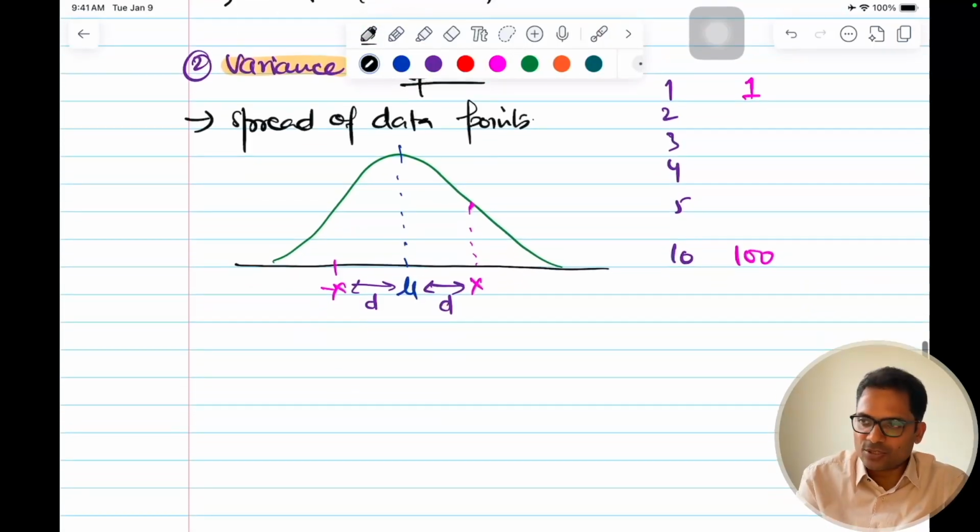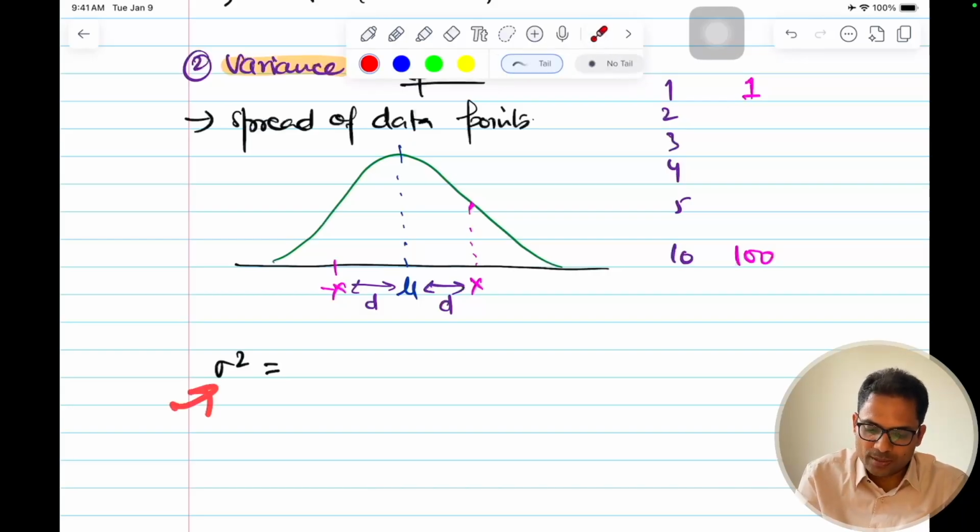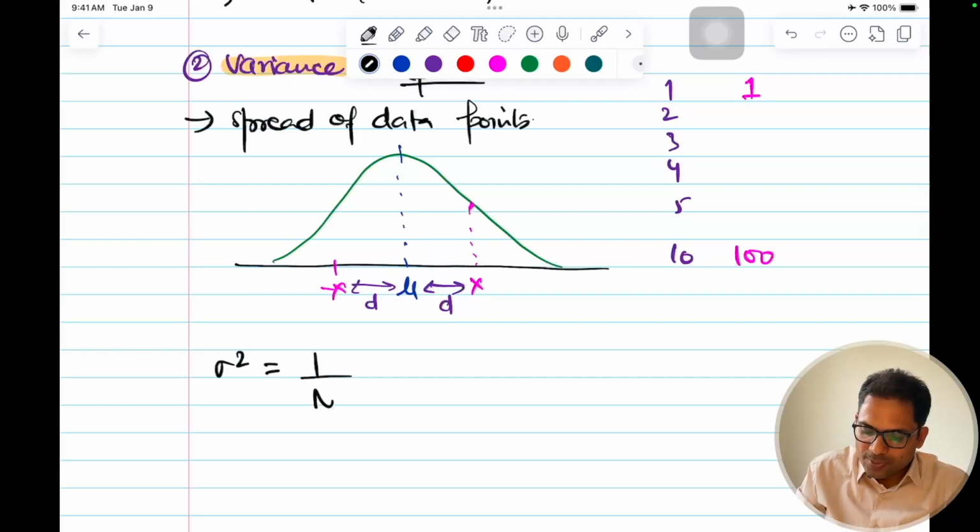So this is the measure of distance. Let me write the formula directly. Sigma square is the symbol for variance. We'll talk about sigma, the standard deviation, next. So this is 1 by n, and this is for the population.